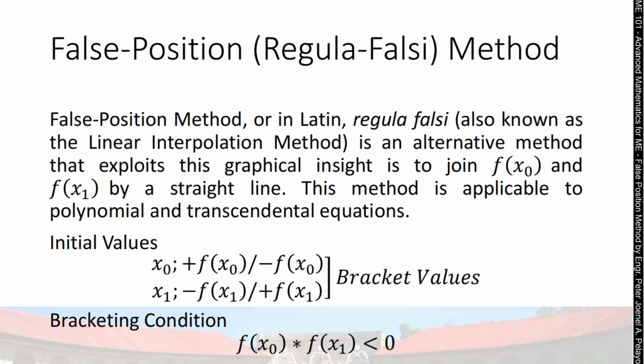So, if you remember our previous topic, the bisection method, ang pagkuha lang natin ng x2 ay ginagamit lang natin ay x0 and x1. Now, sa regula falsi naman, i-consider na natin si f(x0) and f(x1). Okay? This method, pwede siya sa polynomial, pwede rin sa transcendental. So, ganun pa rin ang initial values with the bracket values. And same bracketing conditions.